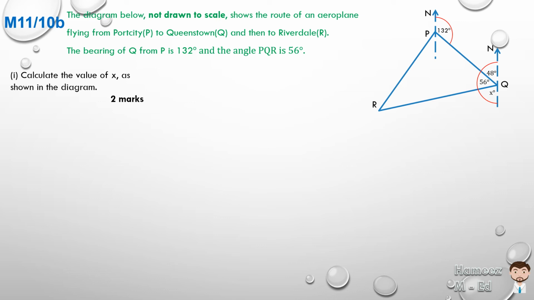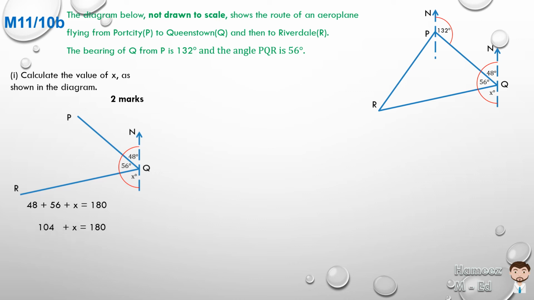So if we look at the diagram, and let's look for x, that's on that north line. So let's extract it. And what do we know? We know the north line is a straight line, so the three angles add up to 180 degrees. Substitute: 48 plus 56 plus x is equal to 180 degrees. 104 plus x is equal to 180 degrees. If you want x alone, carry the 104 across, so x is equal to 180 minus 104. So x is equal to 76 degrees.